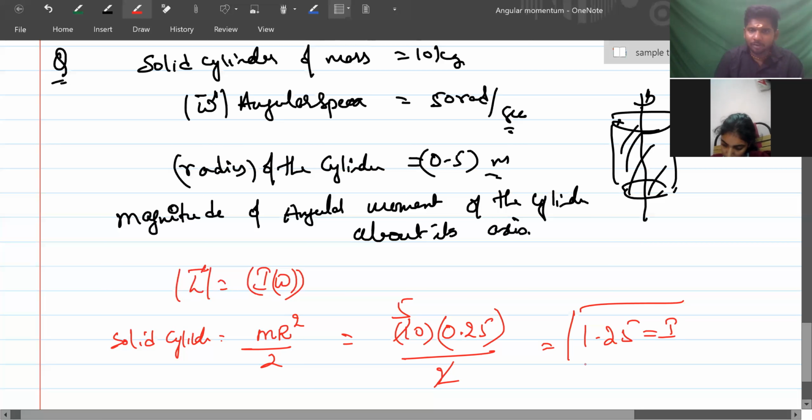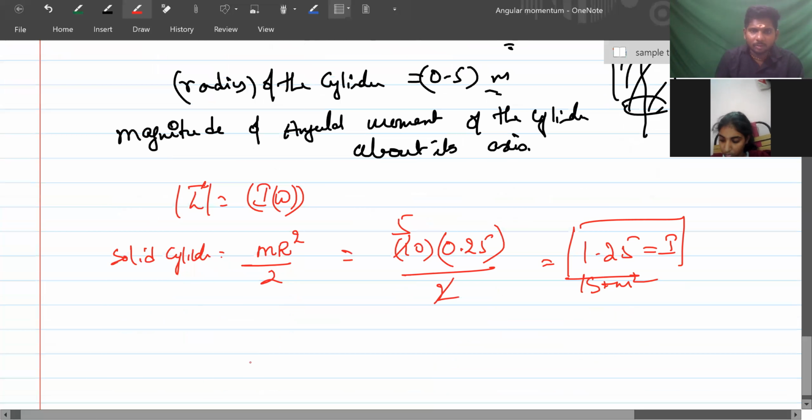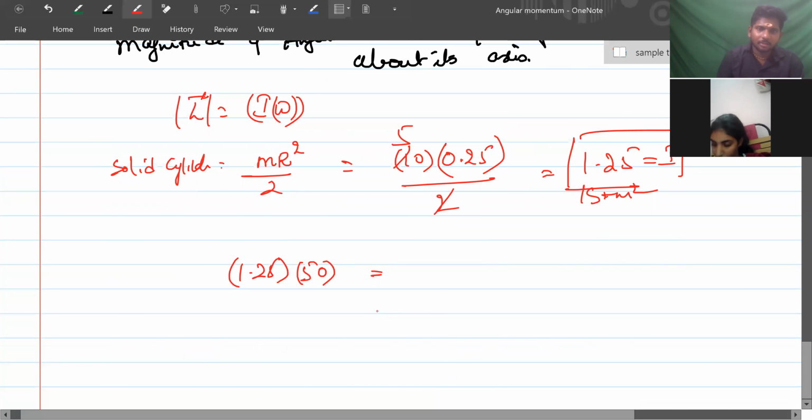1.25 kg meter square. Then coming to I omega, that is 1.25 into omega, which is 50 radian per second. What will be the answer? 125 by 2, that is 62.5.